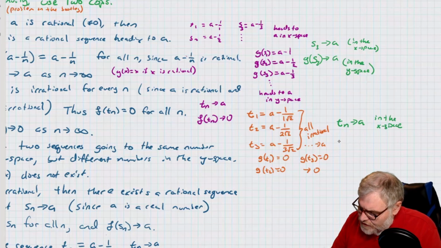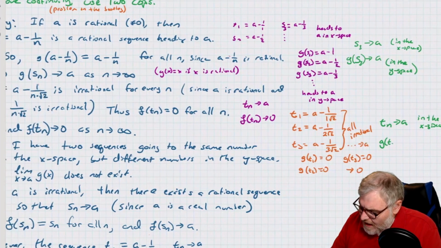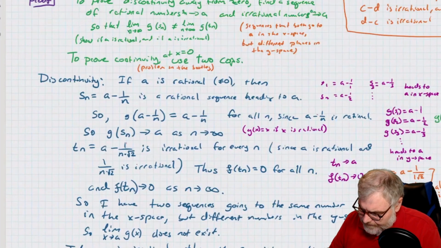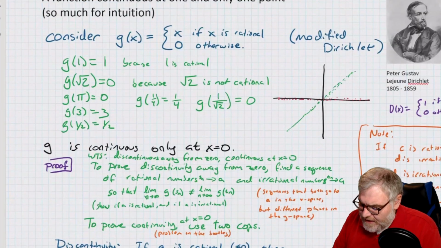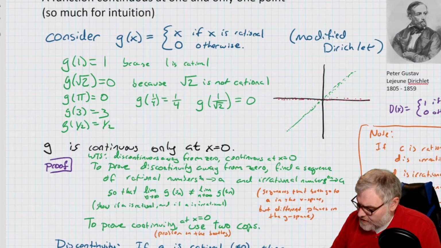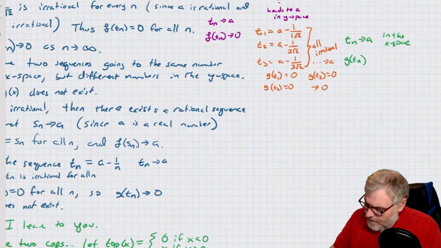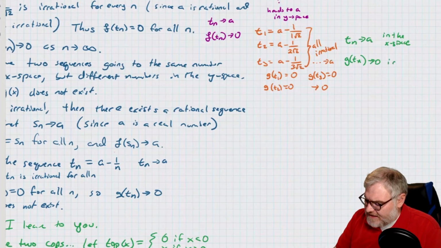But look what happens to g of Tn. For every one of these irrational numbers, I'm going to use the second definition. So g of Tn is always equal to 0 because Tn is irrational. So this thing is 0, 0, 0, 0, 0. This heads to 0 in the y space.